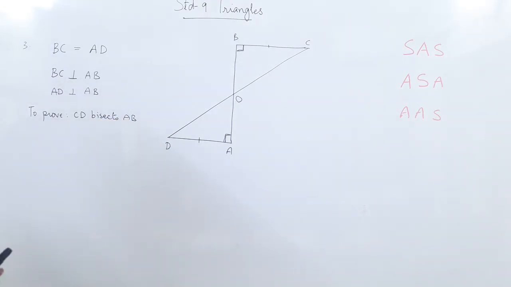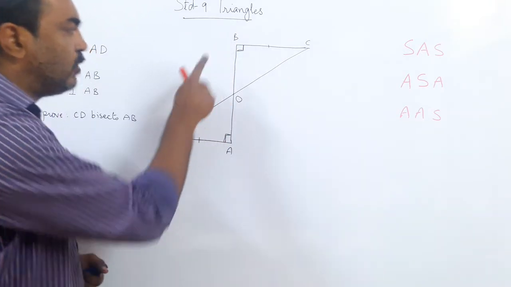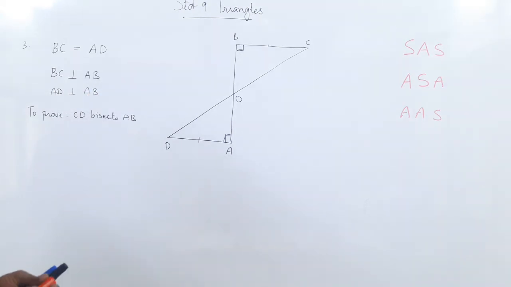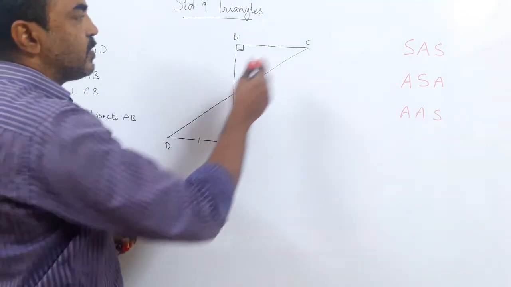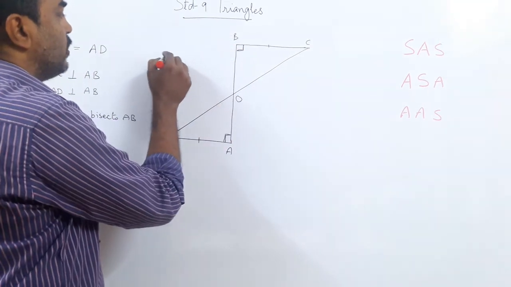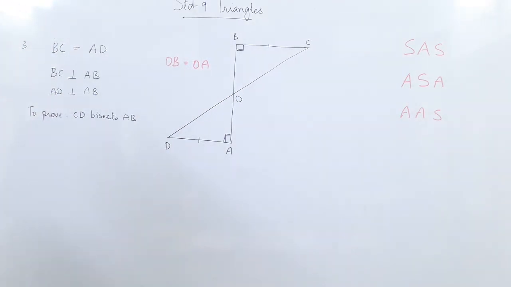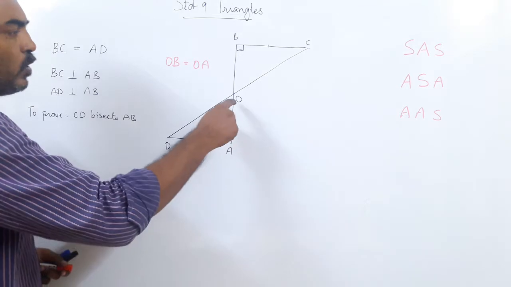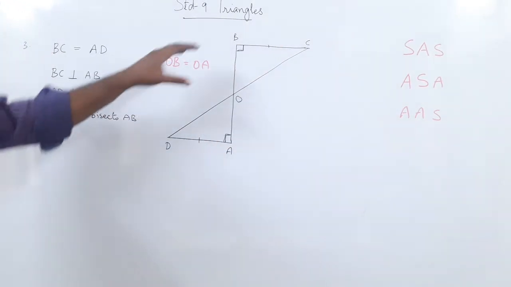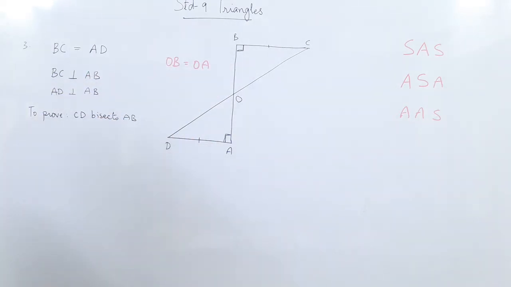CD bisects AB means we have to show that CD cuts AB into two equal parts. So let us say it cuts at O. So if CD cuts AB at O into two equal parts, we should have OB equal to OA. That is what we have to show. That CD cuts AB at point O, then CD bisects AB means CD cuts AB into two equal parts at O, so OB is equal to OA, that we have to prove.